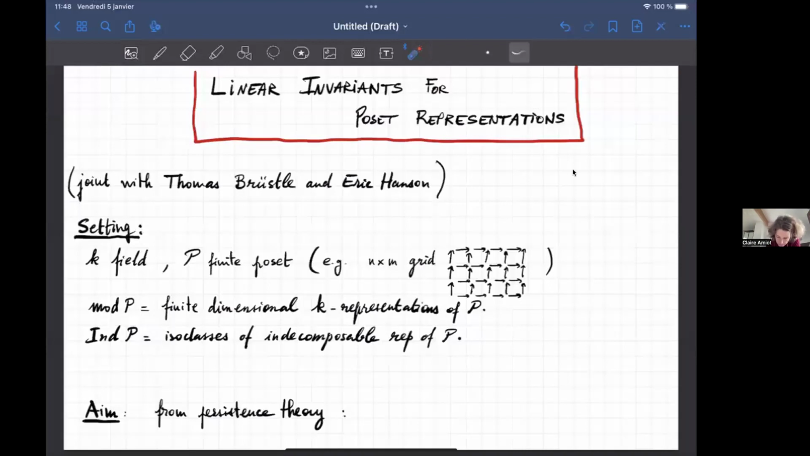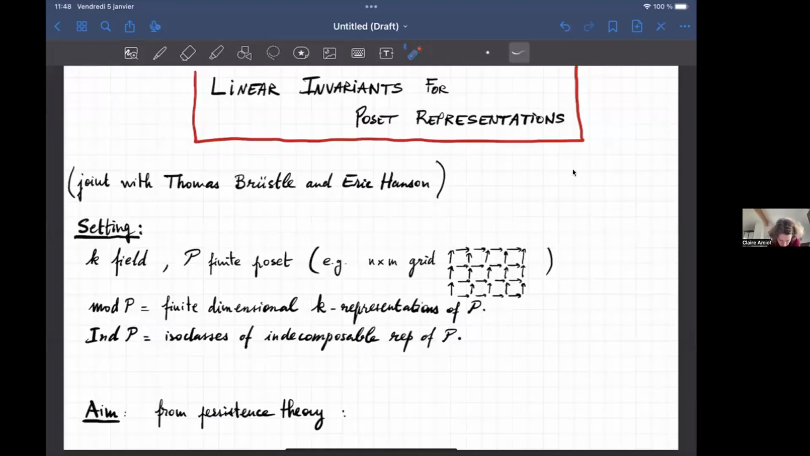My aim today is to speak about joint work with Thomas Brüstle and Eric Hanson on invariants for poset representation. This is work still in progress. So let me start with the setting.